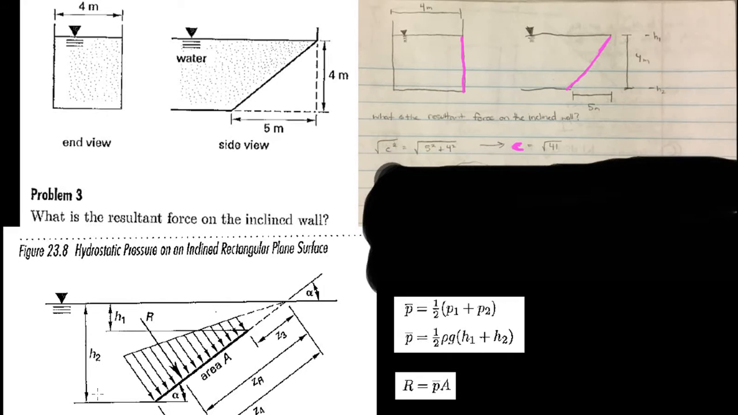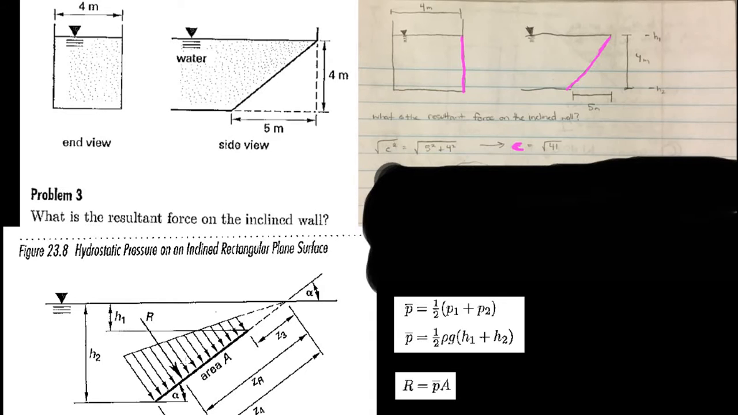Okay, so here's another fluid statics problem, and in this problem we have an inclined wall, and we want to know what the resultant force on that inclined wall will be. So to solve this problem, first we have to understand what's going on on this inclined wall. And as you can see here, here's a diagram of an inclined wall.